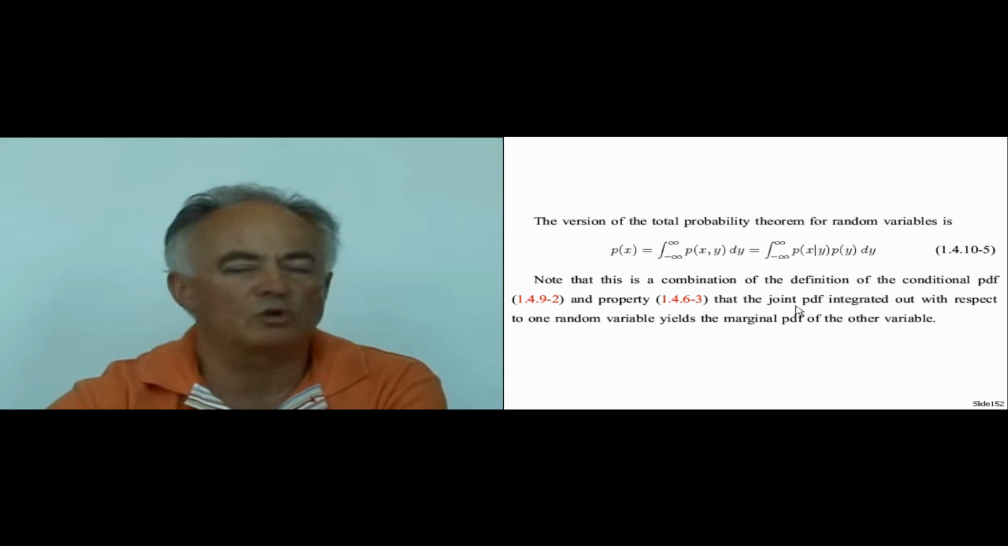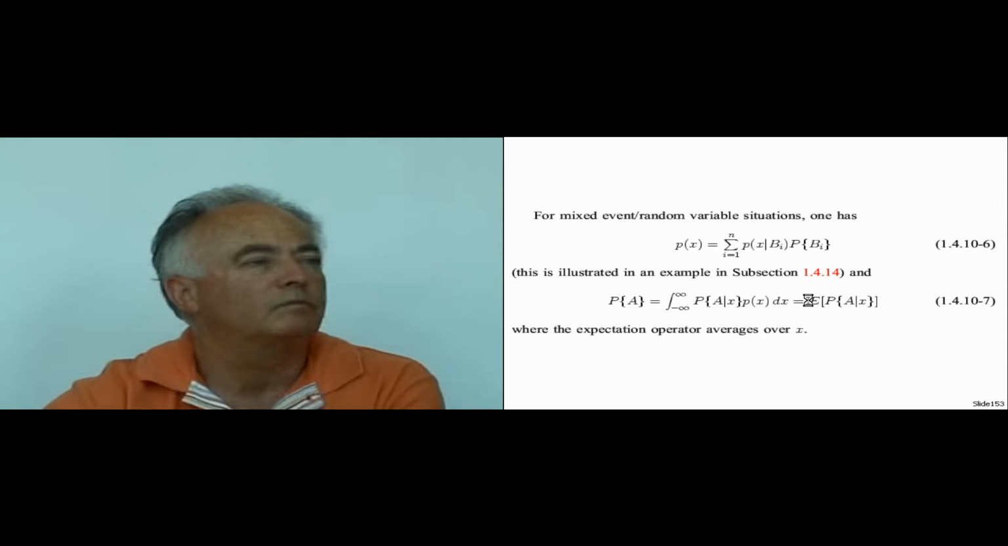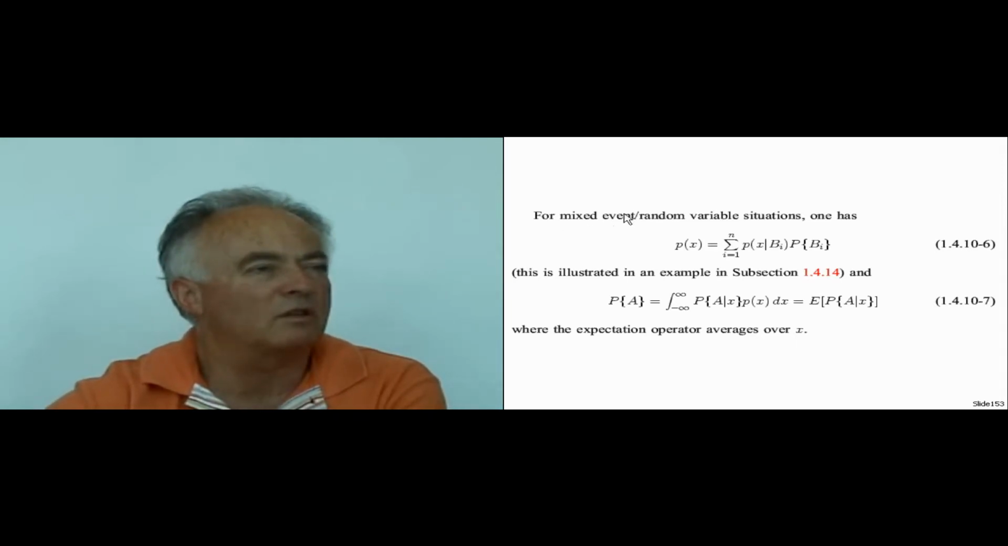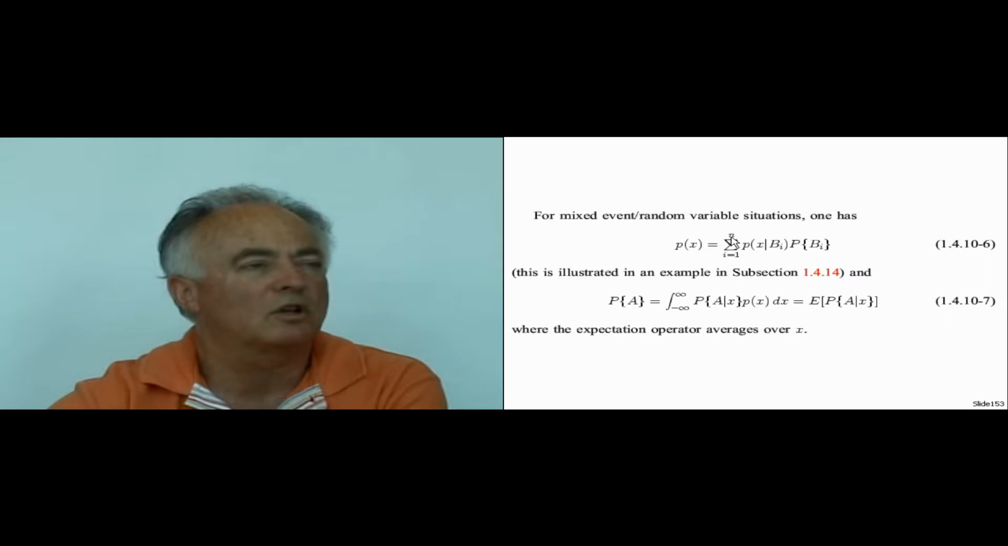And here we say the joint PDF of two random variables. If we have a mixed event random variable situation, the marginal density, just the PDF of x, can be written as the sum of the PDF of x given Bi times the probability of that Bi, where the sum is over all the Bi's, again mutually exclusive and exhaustive, and this recreates the original density. And we'll see an illustration of this later.